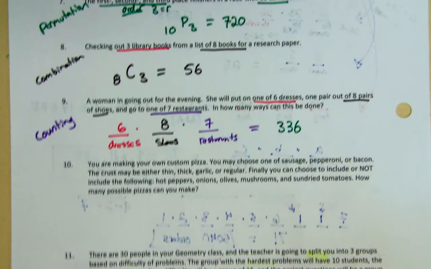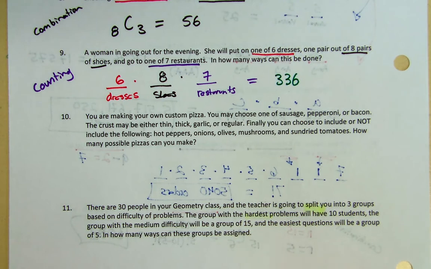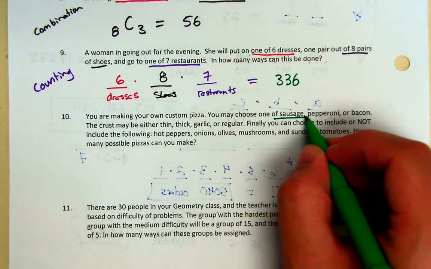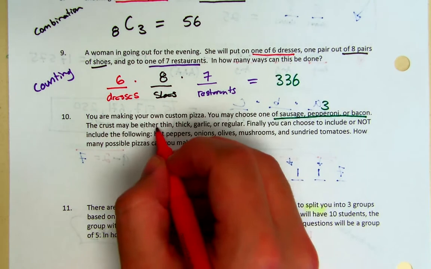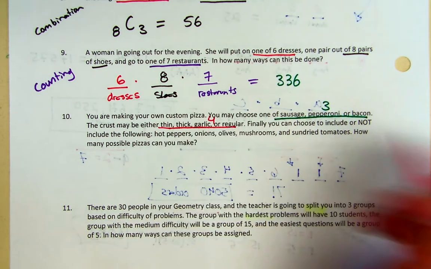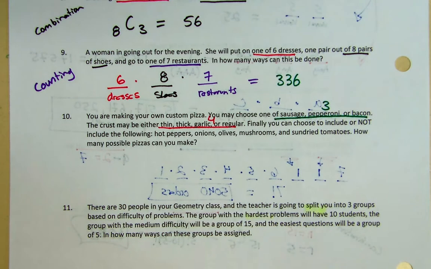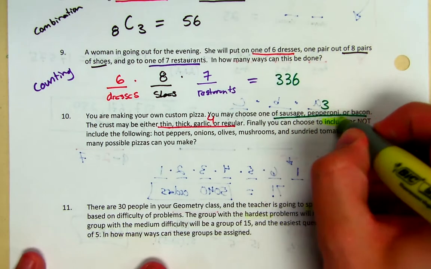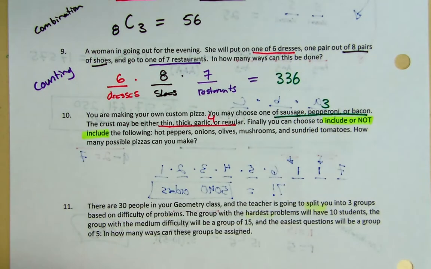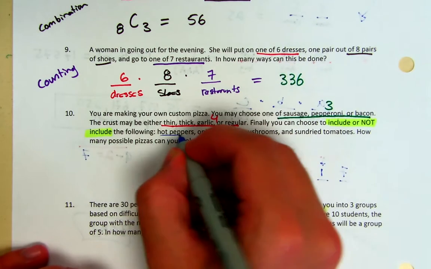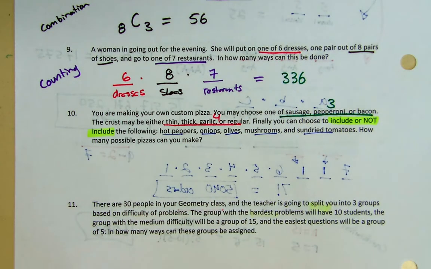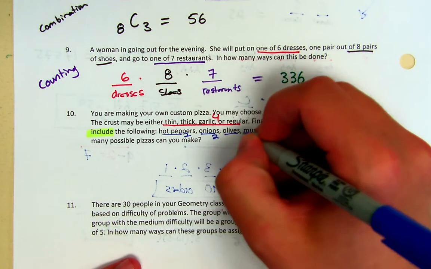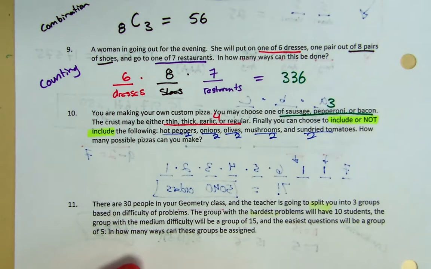Now, number 10 is similar. You're making your own custom pizza. You can choose one of sausage, pepperoni, or bacon. So that's 3 options. Your crust can be thin, thick, garlic, or regular. So that's 4. You can choose to include or not include, so that tells me that there's 2 different ways I can do the following. I've got hot peppers, onions, olives, mushrooms, and sun-dried tomatoes. I can include or not include. So that's 2, 2, 2, 2, and 2.